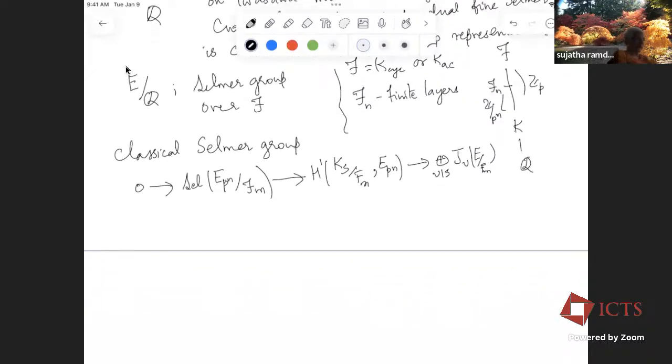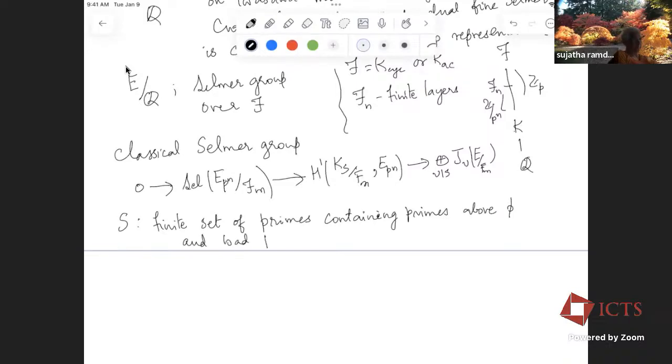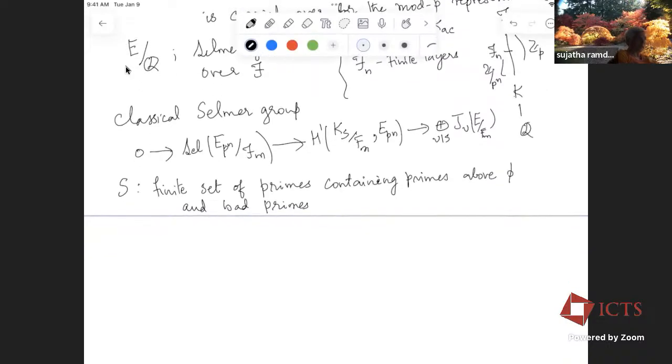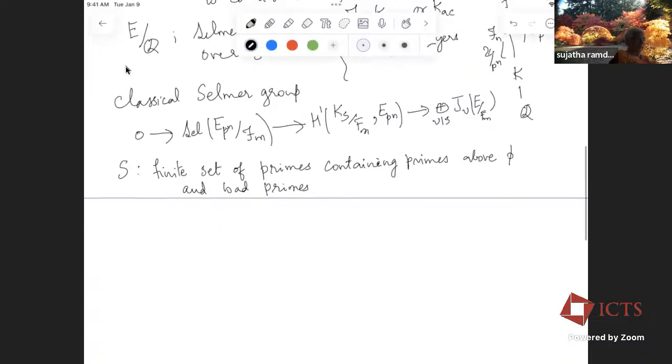Okay. So what is Ks? S is going to be a finite set of primes containing the primes above P and the bad primes. Bad primes typically will mean you take the conductor of E and include those in the finite set. And Ks is the maximal, as always, maximal unramified outside S extension.